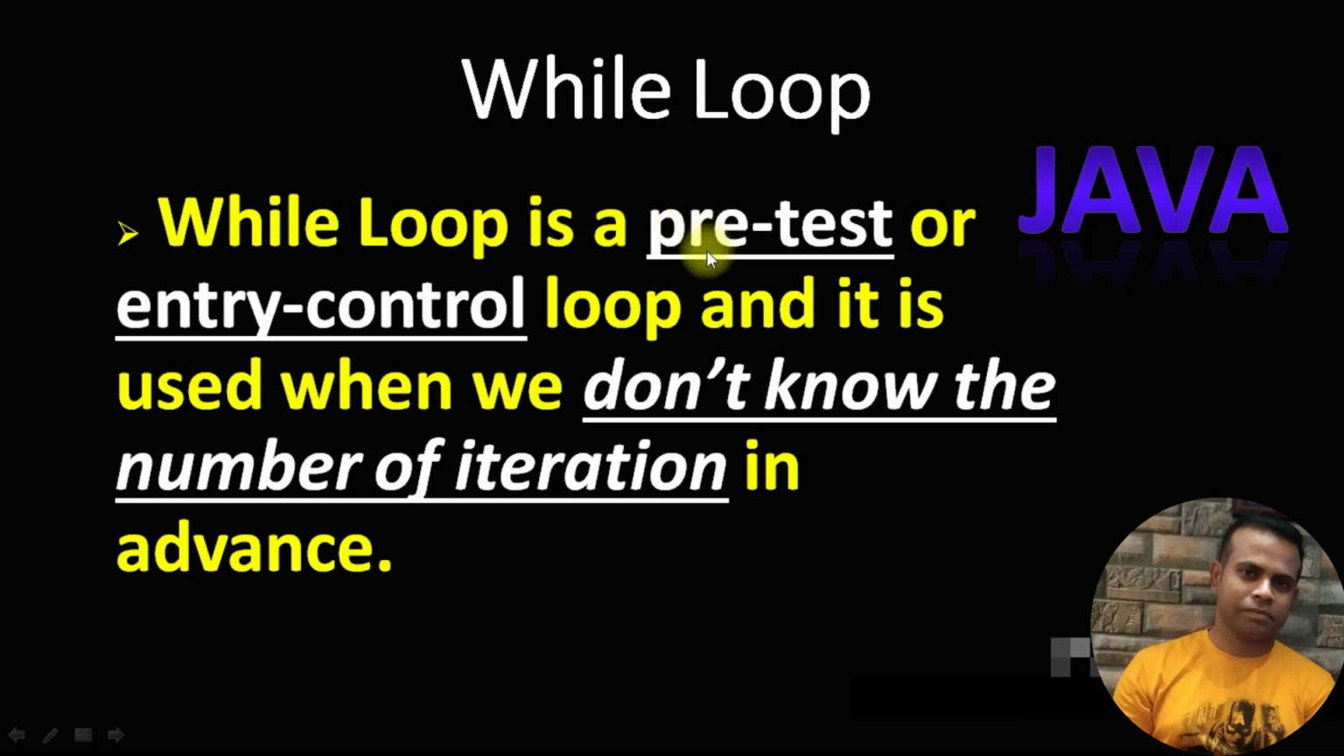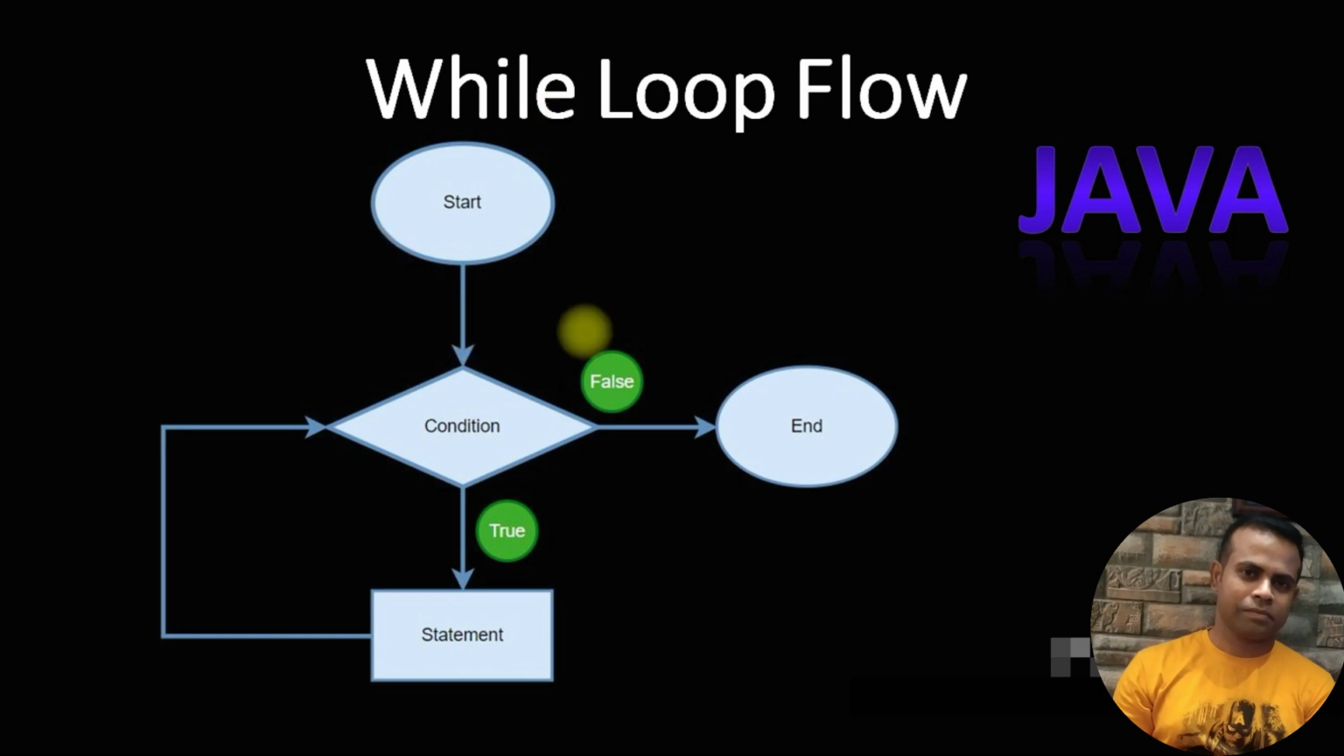Now there are another two terms here, one is called pretest or entry control. Actually, while loop is basically called pretest and entry control. Why so? If you check this flow, this is basically the while loop flow where my loop starts here, then it will first check the condition. If your condition is true, then it will execute the statement, or do some logic under that iteration, and go for the next iteration. Again it will check the condition, if it's true then again the statement, then again the next iteration, and once the condition becomes false it will end the loop.